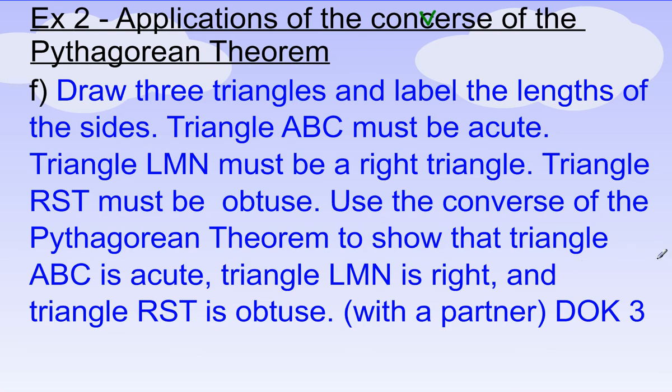It says, draw 3 triangles and label the lengths of the sides. Triangle ABC must be acute. Triangle LMN must be right. Triangle RST must be obtuse. Use the converse of Pythagorean theorem to show that triangle ABC is acute, LMN is right, and RST is obtuse. And I say with a partner, if you have a partner. So, try this problem right now.